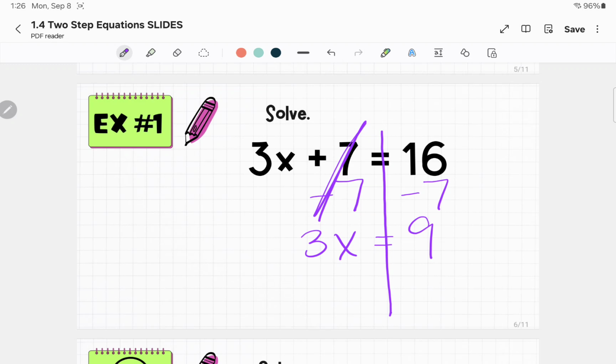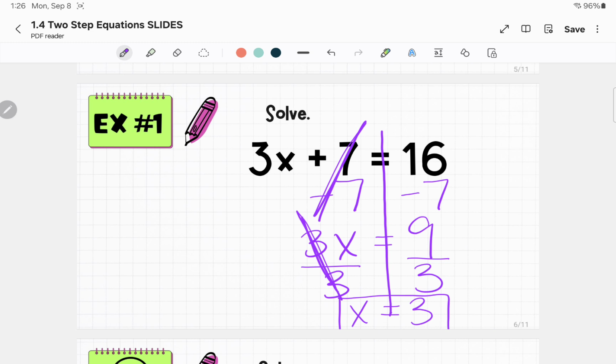All right, and then our almost final step here is to cancel out the multiplication or division. In this case, it says 3x on the left. This means 3 times x. So the opposite of multiplying by 3 is dividing by 3. So let's divide both sides by 3. Whatever we do to the left, we do to the right. Then we're going to show that those 3s are now canceled out, and I'm left with x on the left, and then simplify down. So 9 divided by 3 is 3. And our answer is x equals 3.